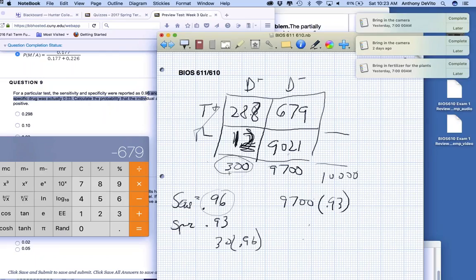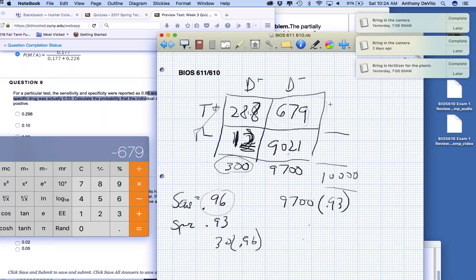Okay, so out of 300 people that actually are drug users, out of a population of 10,000, out of 300 people who are actually drug users, I'll get it right 288 times. That's my true positives. Out of 9,700 people who are not drug users, I'll get it wrong and get false positives 679 times.